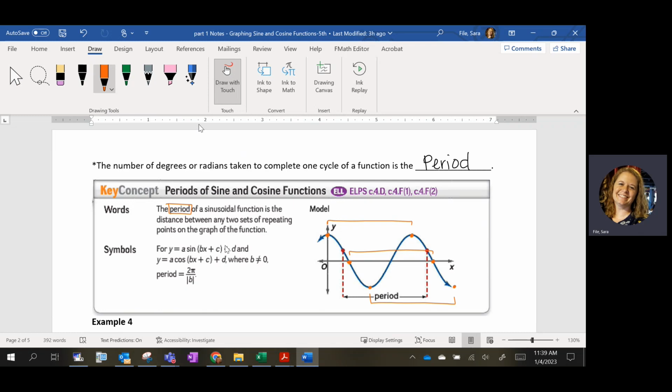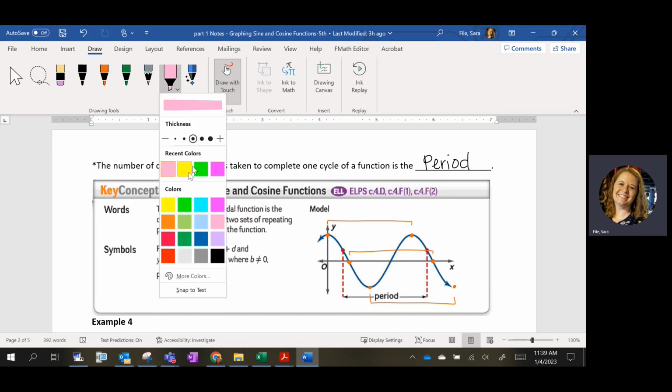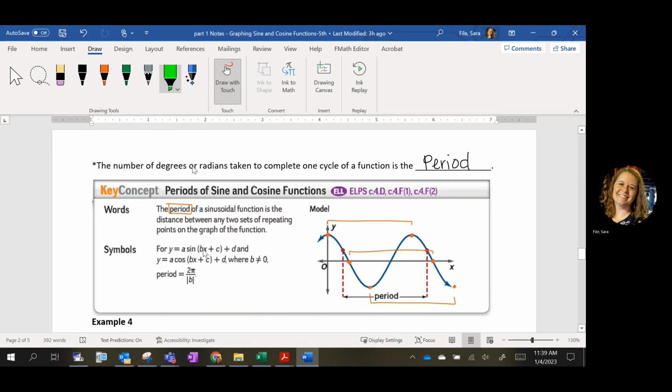Does that make sense? It doesn't matter if I measure from high to high or low to low. That's the same width, right? Y'all understand that? Okay. So now what affects the period? What's going to change this period from the parent function comes from the b value, the coefficient inside the trig function. So whatever is being multiplied by your x or your theta.